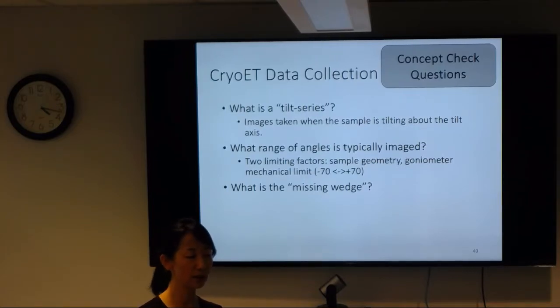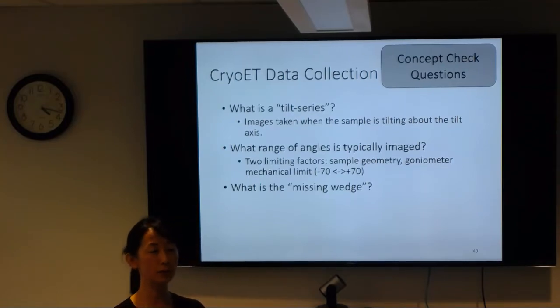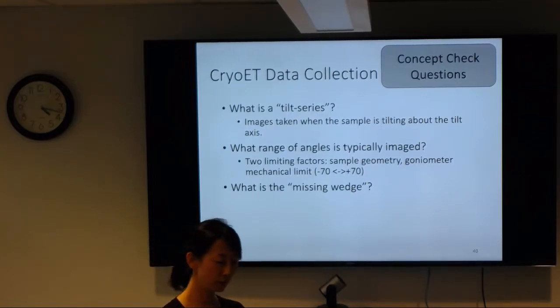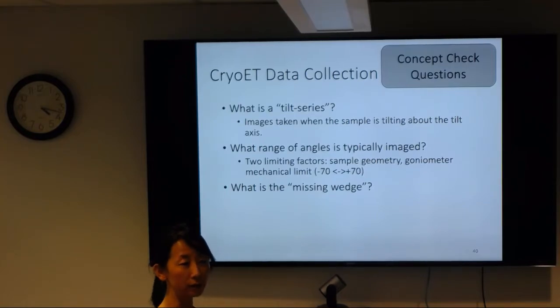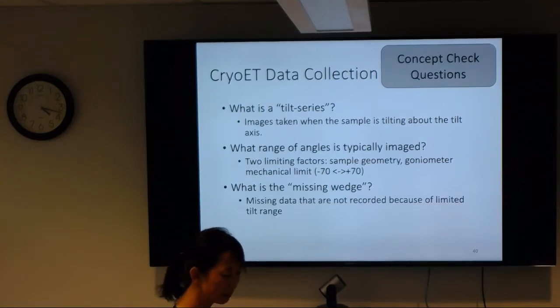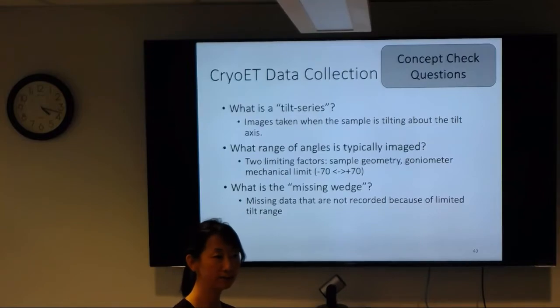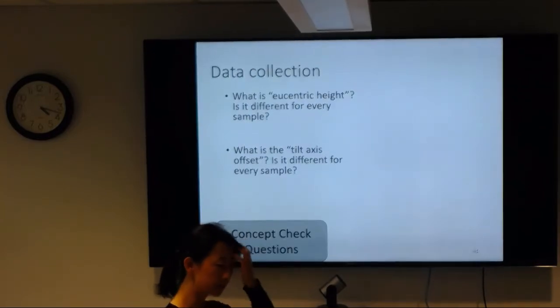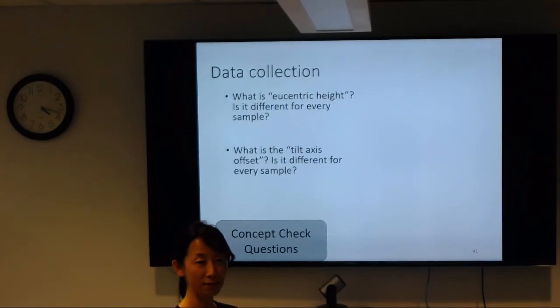But this is some of the sample geometry; goniometer restrictions, all those factors will affect your decision on what range you want to do in your project. The missing wedge, everybody knows the missing wedge, right? Because you can't do the whole 180 degrees. Okay. What is your centric height?